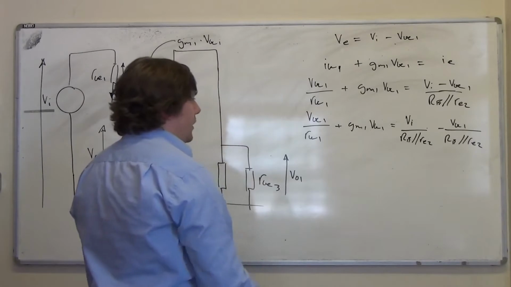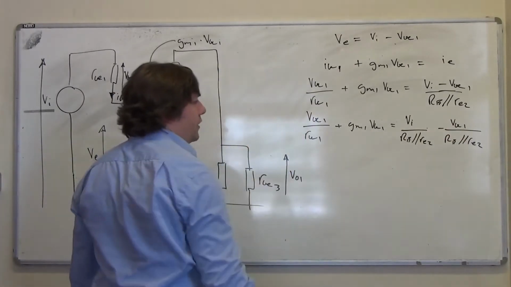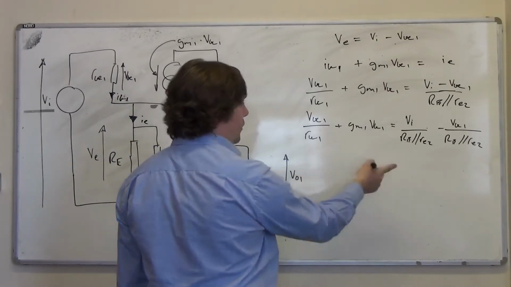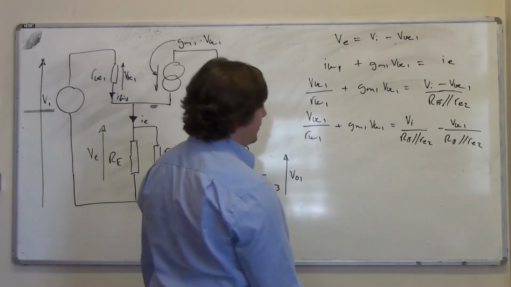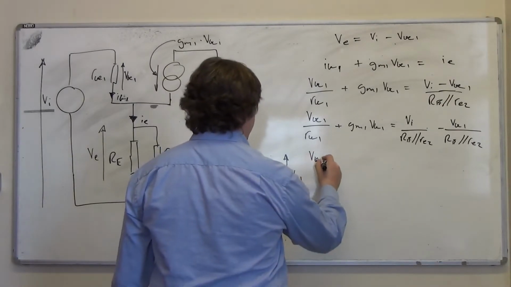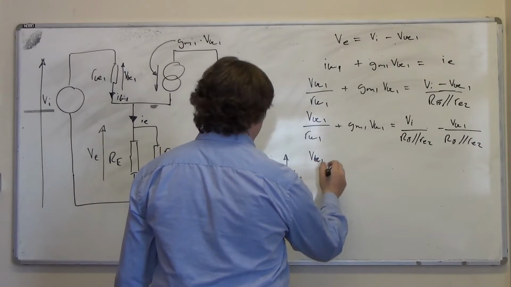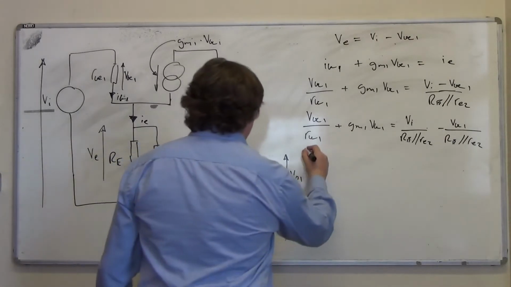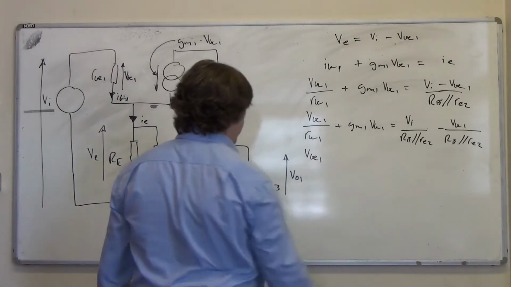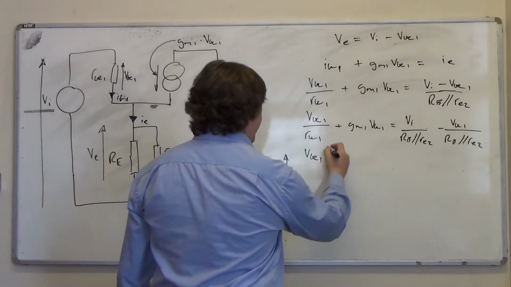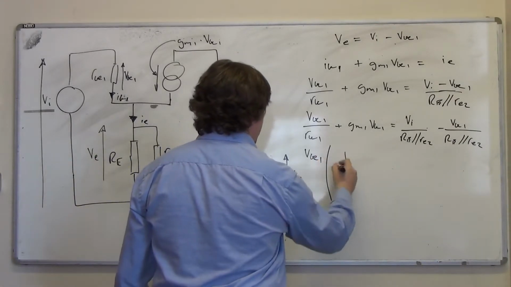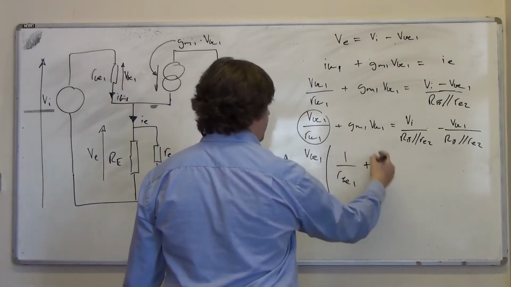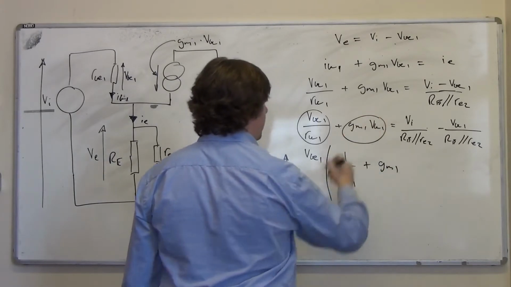Fine. Now I'm going to get all the VBE1s on the left of the equals and all the VIs on the right. I'll also factorise for the sake of board space. We'll have VBE1, that doesn't look very much like a BE, does it? Let's try again. VBE1, that really is as good as it gets. Brackets 1 over RBE1, which is this term here, plus GM1, which is this term here.